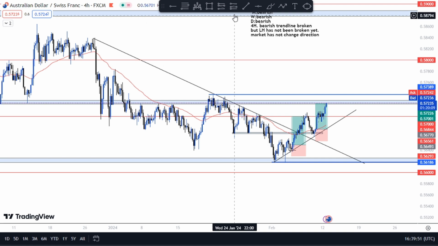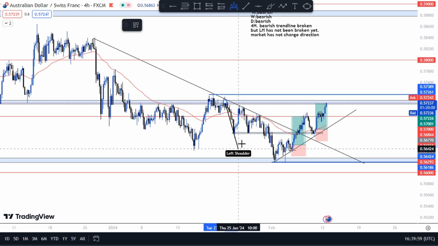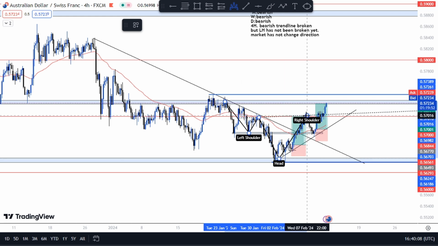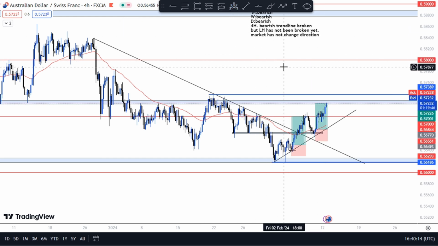And also, if I've taken my head and shoulder pattern, you can see that we have formed a beautiful head and shoulder pattern. So we have the left shoulder, neckline, we have the head, neckline, the right shoulder, then we broke it. Okay, so this is just a simple recap for you.